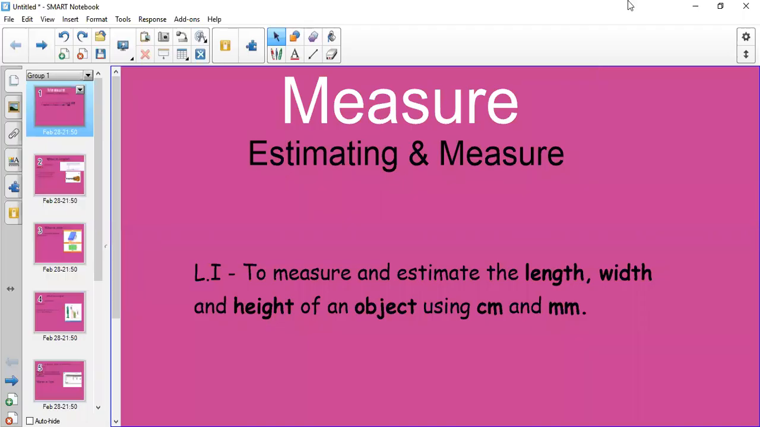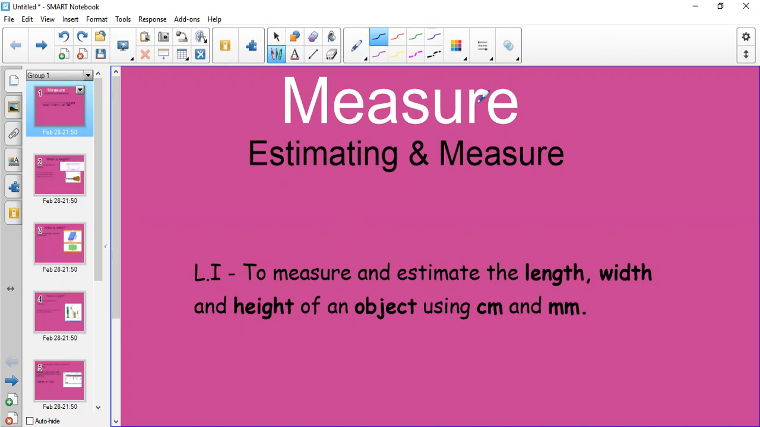Hello, it's Miss Beatty here, and today we are looking at measure, and this is going to be our new topic. The first thing we are going to focus on is estimating. We're going to practice measuring objects but also estimating their length, width, or height using centimeters and millimeters. This video is going to explain that step by step, and it should help you to complete the activities at the end.